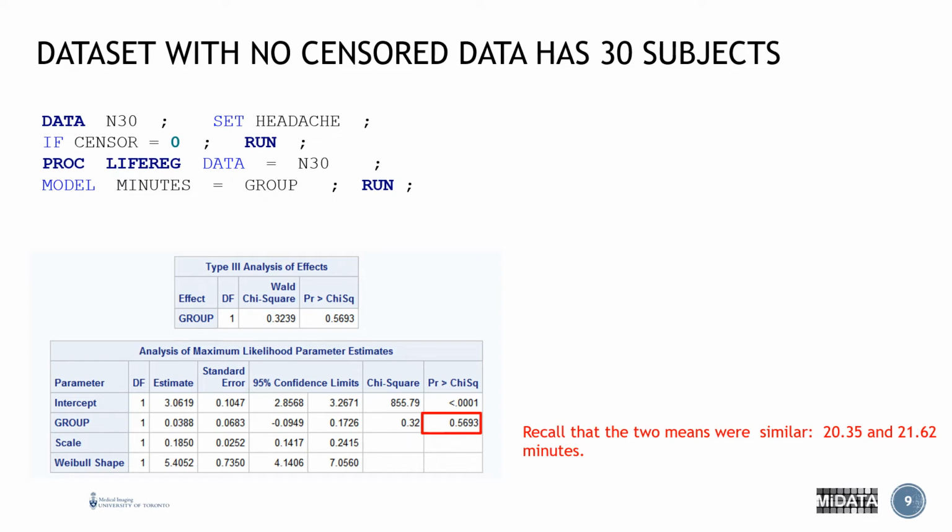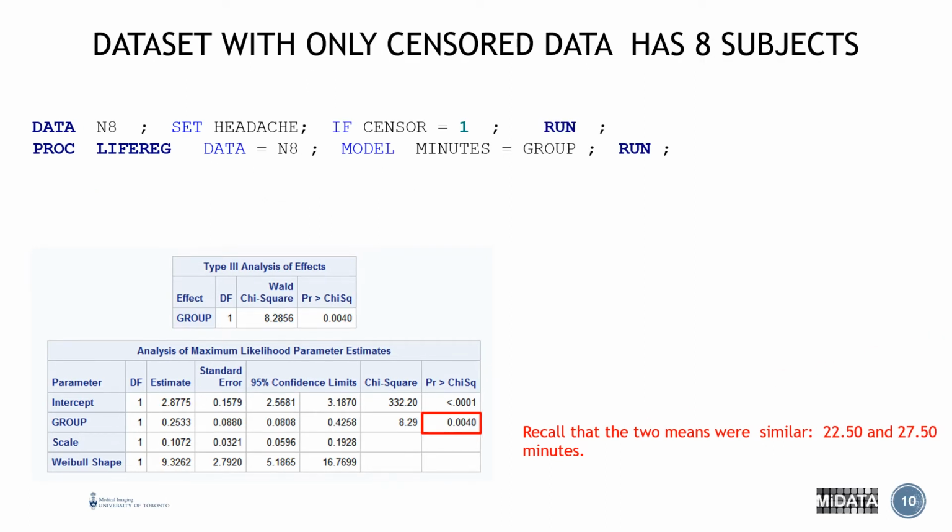Let's just simplify. So we run the same analysis, but you see here in the data step, we only include those subjects who were censored as 0, meaning that they're not censored. And if you look at that, you'll see now we only have 30 subjects, and there's no significant difference in mean time between the groups. You'll remember that the two means were actually quite similar between the two groups, 20 minutes and 21 minutes, or 21.6 minutes.